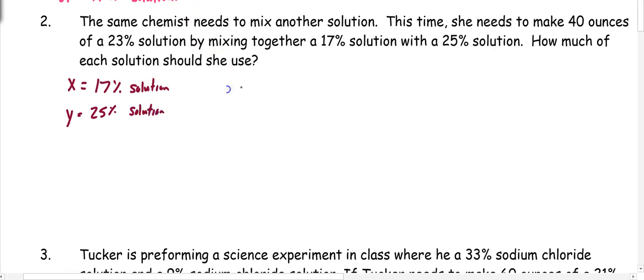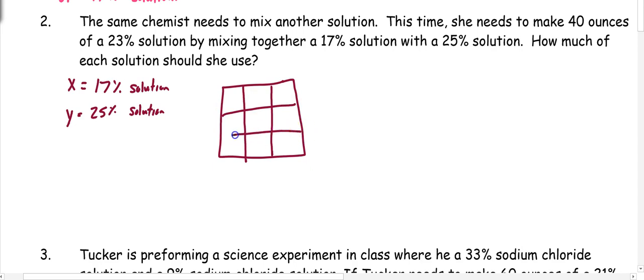When I make my table, our first column is going to be our ounces. We don't know how much x, we don't know how much y, but we know together it's going to be 40 ounces. Then we do our percent. So x has 17%, y has 25%, and our new solution will have a 23% solution. Now we can multiply across. So x times 17 is 17x, 25 times y is 25y, and 40 times 23 is 920.